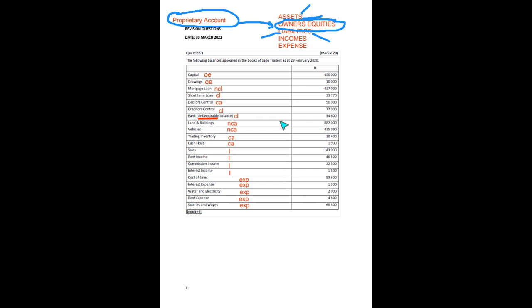So if they are looking for the owner's equity, you're going to record these two under owner's equity. Can you see now? If they're asking for the non-current liabilities, you just have to look for NCL. Everything with the NCL will be put under non-current liabilities. If they need non-current assets, you only put non-current assets under the relevant category. If they need the incomes, you're only going to put these ones in your incomes. If they need expenses, you only put these ones in your expenses. Can you see now? And you get your marks.